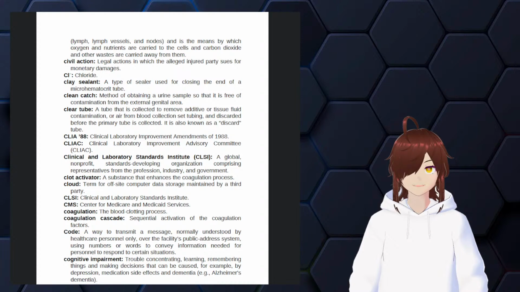Clot enhancer: a substance that enhances the clotting process. Cloud: term for off-site computer data storage maintained by a third party. CLSI: Clinical and Laboratory Standards Institute. CMS: Centers for Medicare and Medicaid Services.